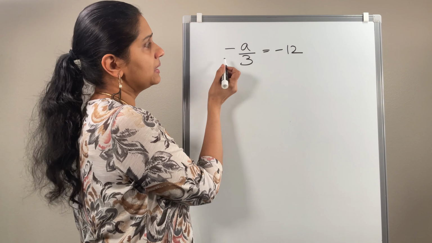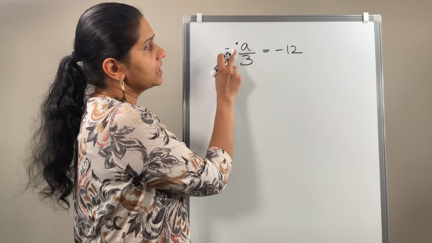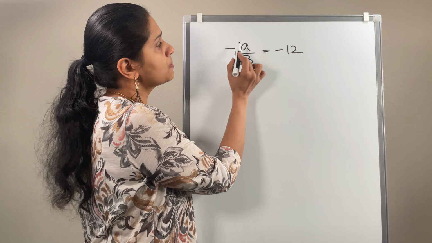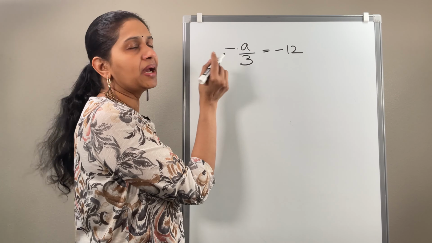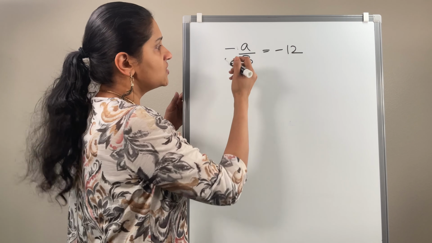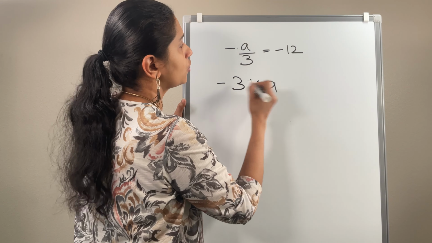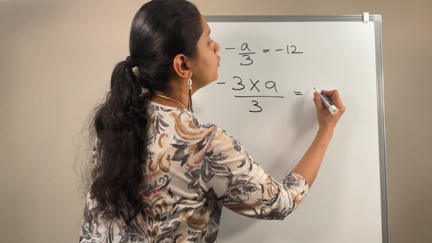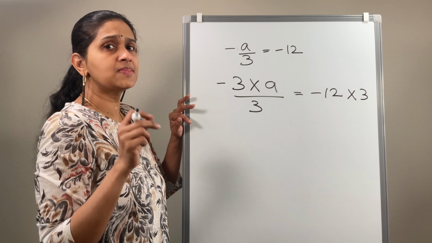Consider the example minus a by 3 equal to minus 12. You can see here the variable a with minus 1 by 3. Minus a by 3 means minus 1a by 3. That is like minus 1 by 3 a. So, minus 1 by 3 is the number associated with the variable a. In order to isolate it, I am just multiplying a by 3 times 3. When I multiply one side by a number, I have to do the same to the other side also. So, both sides I am multiplying times 3.